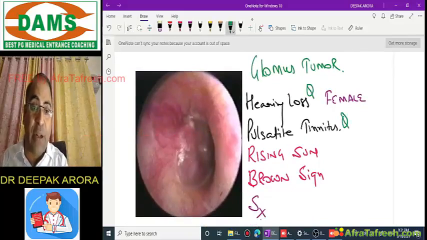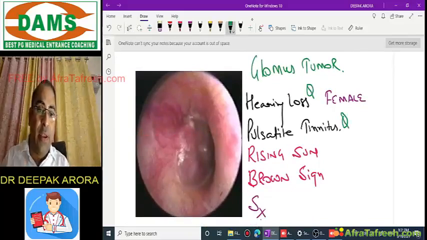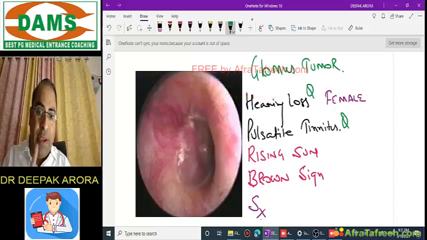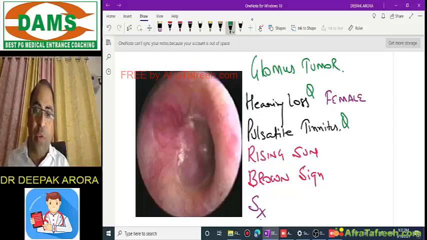Next point, a female complaining of hearing loss, pulsatile tinnitus. This word is mentioned: pulsatile tinnitus, hearing loss, female. We will go for glomus tumor. Hearing loss, female, pregnancy, I will go for otosclerosis. Just try to remember how to differentiate. Every student, focus on the keyword. Hearing loss, pulsatile tinnitus, female, glomus tumor. Hearing loss, pregnant female, young female, I will go for otosclerosis.